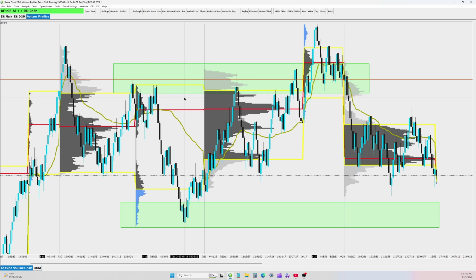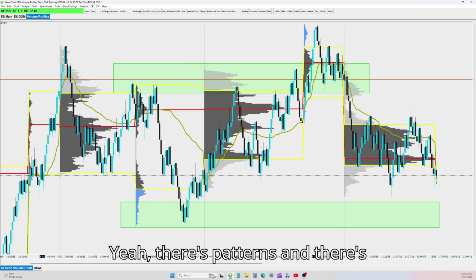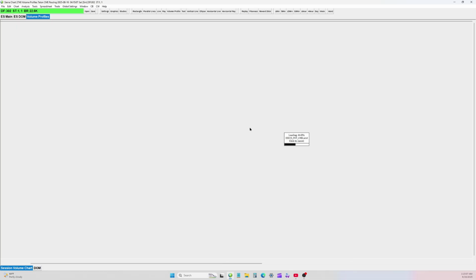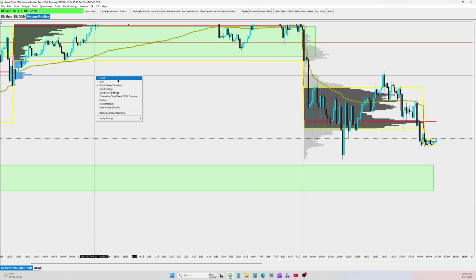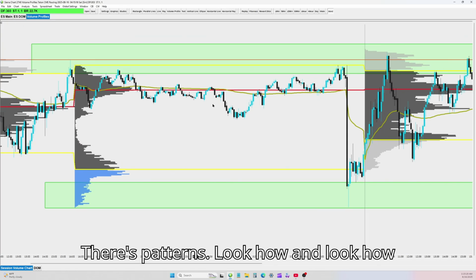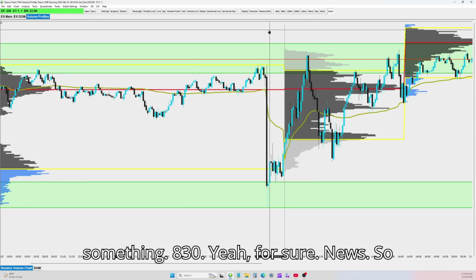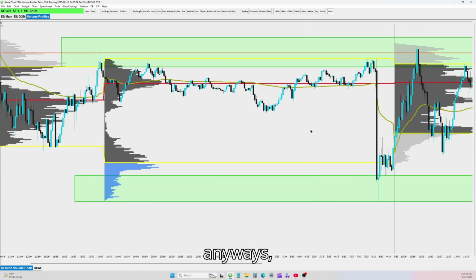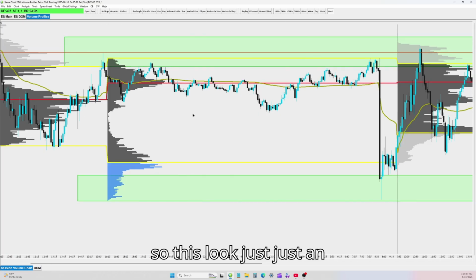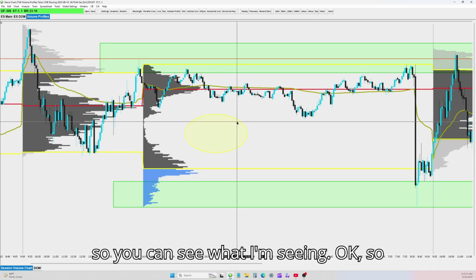And this is stuff where I'm learning more and more of what actually works. Yeah, there's patterns and there's candlestick patterns, but just imagine, bro. Look, there's patterns. Look how different this looks. I like how these look. Look at this. This was news or something. 8:30, yeah, for sure news. So anyways, this is just an example. Let me zoom in so you can see what I'm seeing.